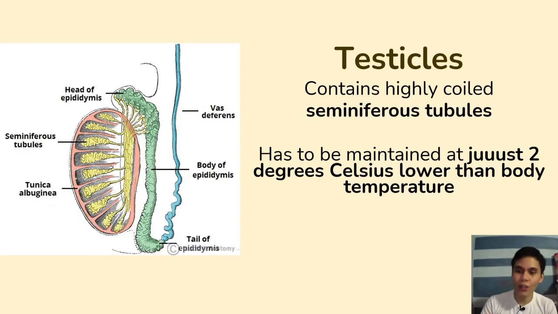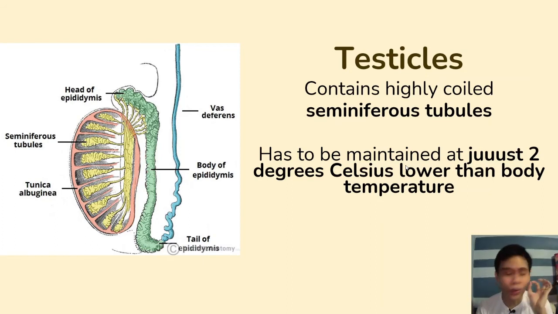Now your testicles contain highly coiled seminiferous tubules. They're just basically very small, thin tubes that increase surface area so that you can make more sperm. Just maximize the production of sperm cells. Now the thing is, your testicles need to be maintained at just 2 degrees Celsius lower than body temperature. It has to be slightly colder than your body temperature.